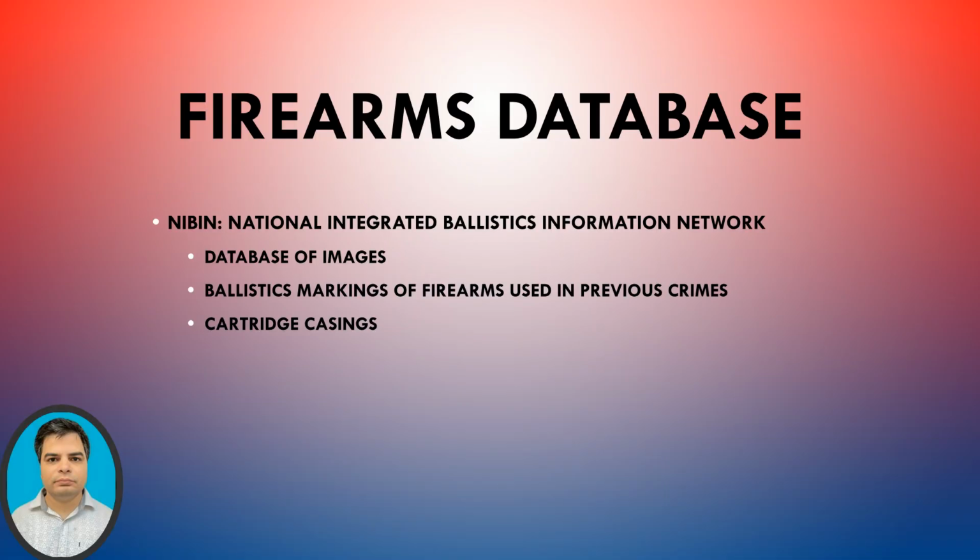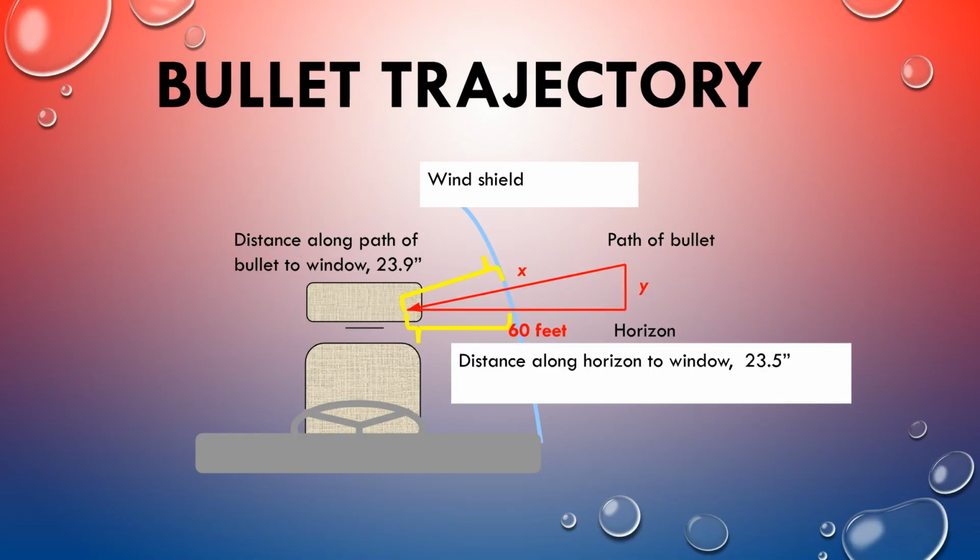The National Integrated Ballistics Information Network, or NIBIN, is a database of images. It stores ballistics markings of firearms used in previous crimes and cartridge casings, aiding in linking different crime scenes. Bullet trajectory analysis helps to determine the path of a bullet. This involves measuring distances, such as the distance along the path of the bullet to the window, and the distance along the horizon to the window.